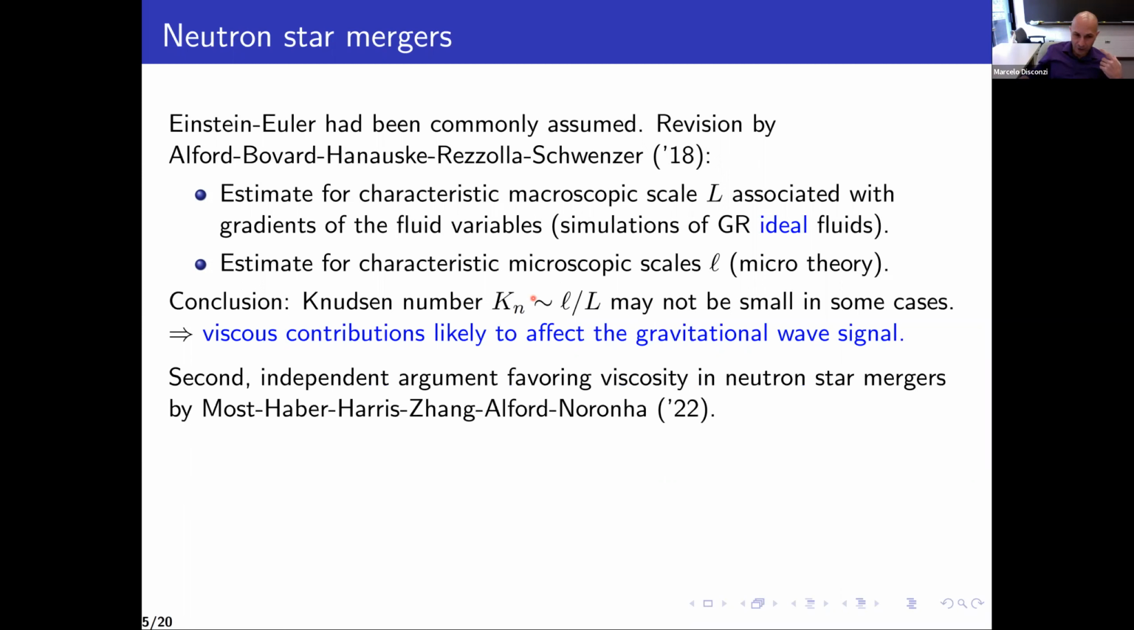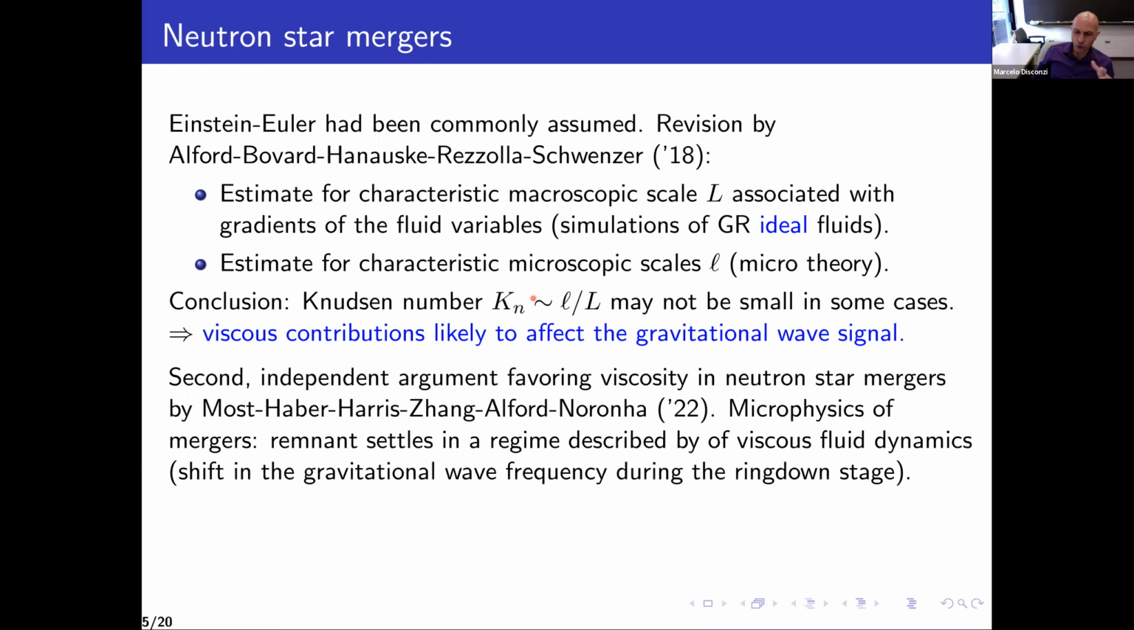Now, there's another argument in favor of viscosity in neutron star mergers, which was obtained independently by Most, Haber, Harris, Zhang, Alford, and Noronha. That's a different story, but basically what they did, they studied very carefully the microphysics of these neutron star mergers. And what they found is that the remnant settles in a regime described by viscous fluid dynamics. And you're able to compute numerically that this causes a shift in gravitational wave frequency during the ringdown phase.